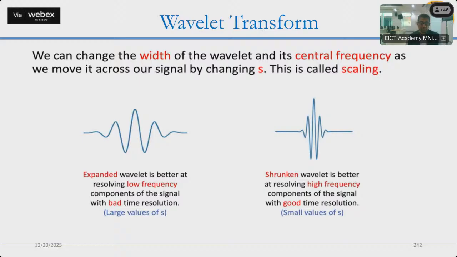So in wavelet transform, you can change the width of the wavelet and its central frequency as we move across our signal by changing it. This is basically called scaling. If we shrink it, it is better at resolving high frequency components with good time resolution.